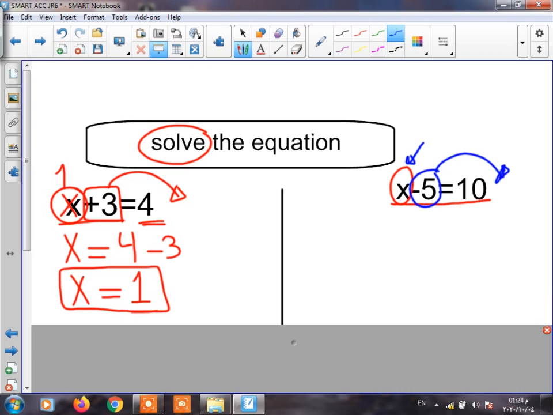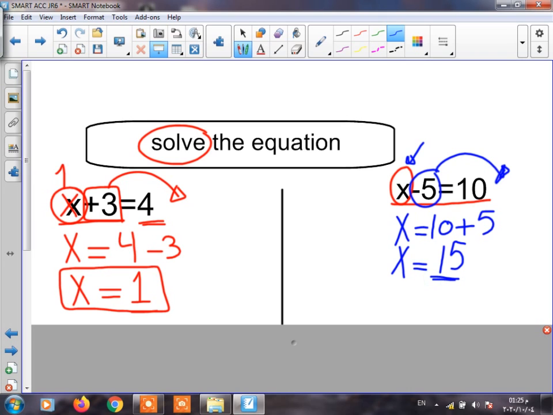I have here negative 5, or minus 5. It will get out. It will be x equals. What's the number after equal? 10. So I must put 10. Minus 5 gets out by using plus 5. So the value of the number x will be 10 plus 5, which equals 15.